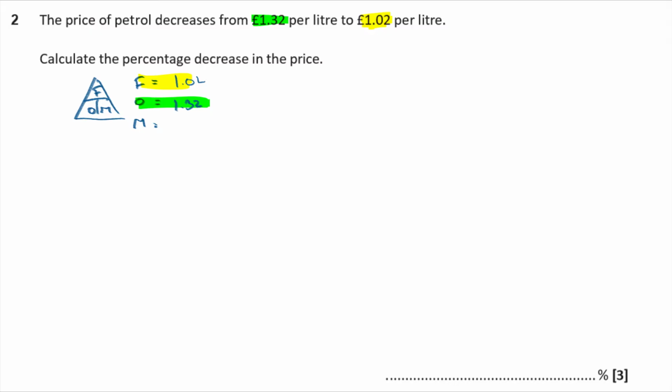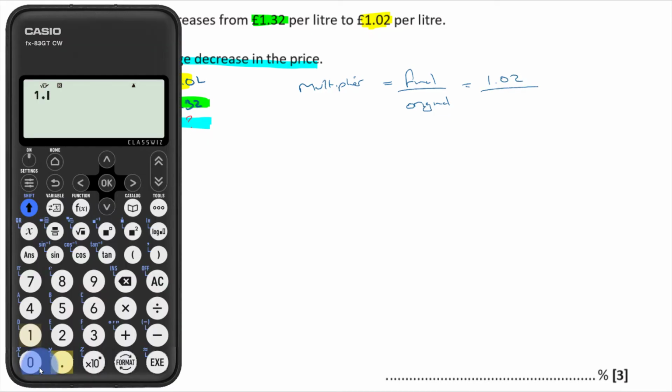I'm trying to find the percentage decrease, so the multiplier is the thing essentially that I want to find. Okay, so that's the one I want. Covering the thing that you want to find tells you what to do with the other two. It works the same way as a DST triangle if you've used one of those. So multiplier is equal to the final divided by the original. In this case, the final is 1.02 and the original is 1.32. So tapping that into the calculator, 1.02 divided by 1.32.